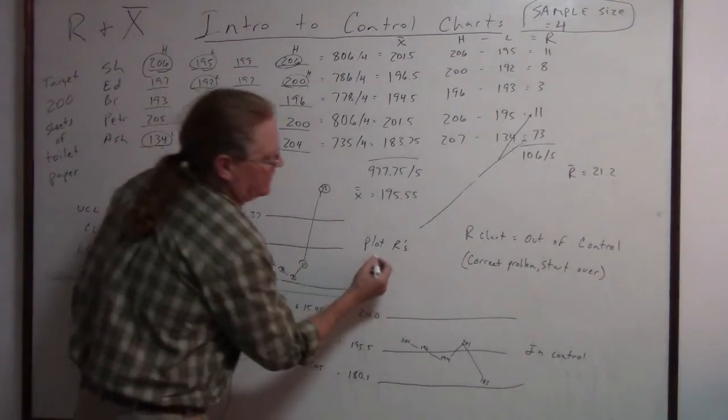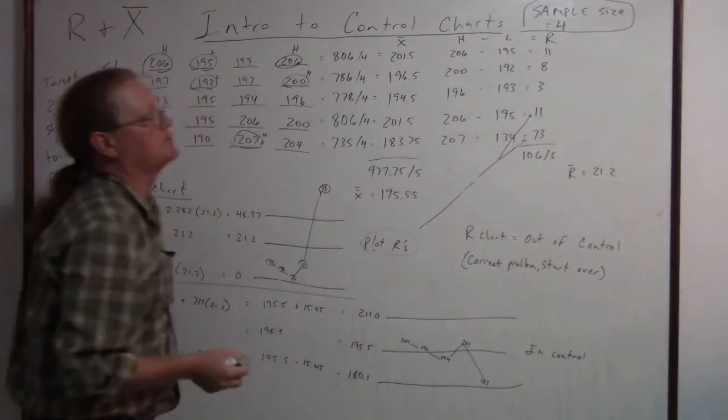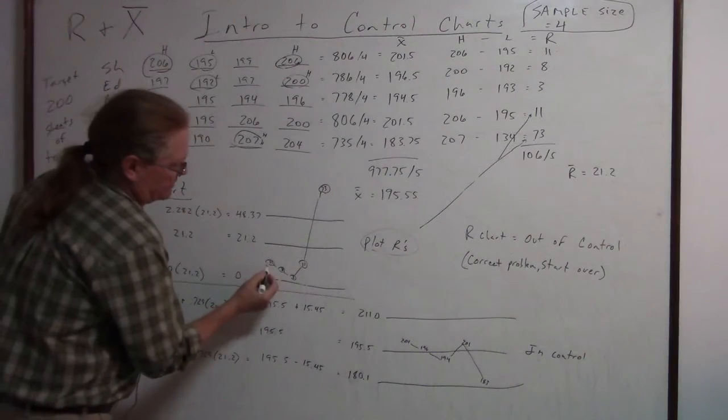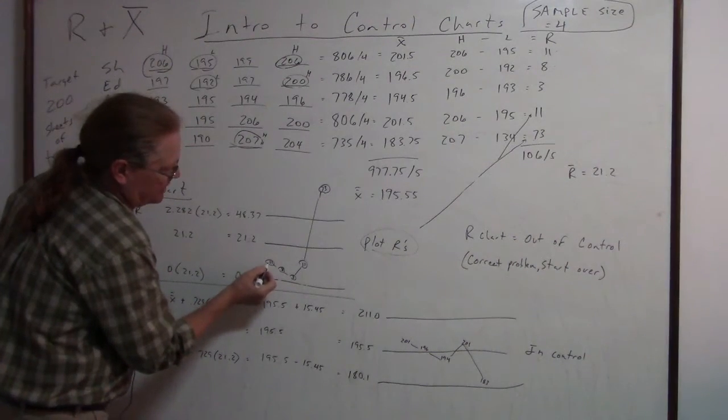Now we need to plot our R's. Our first R is an 11, which should go about here.